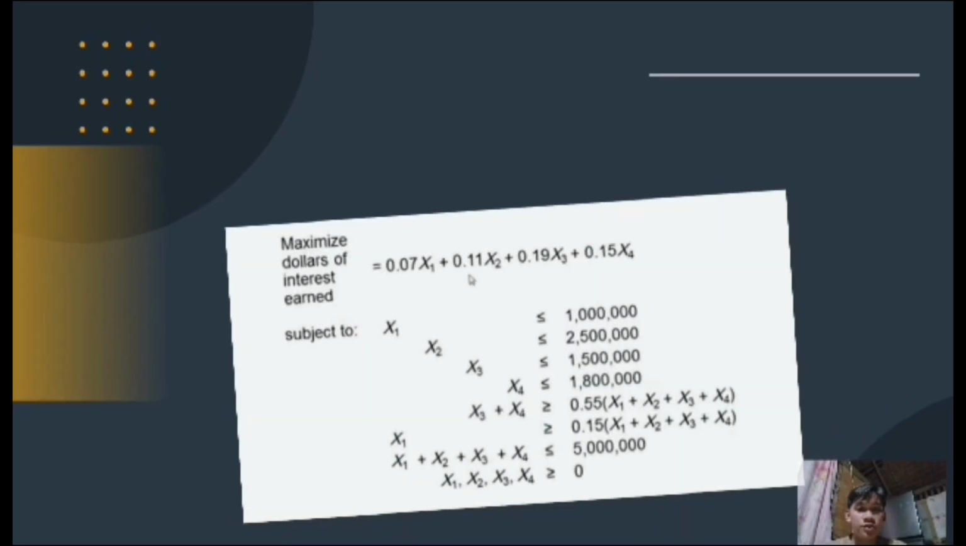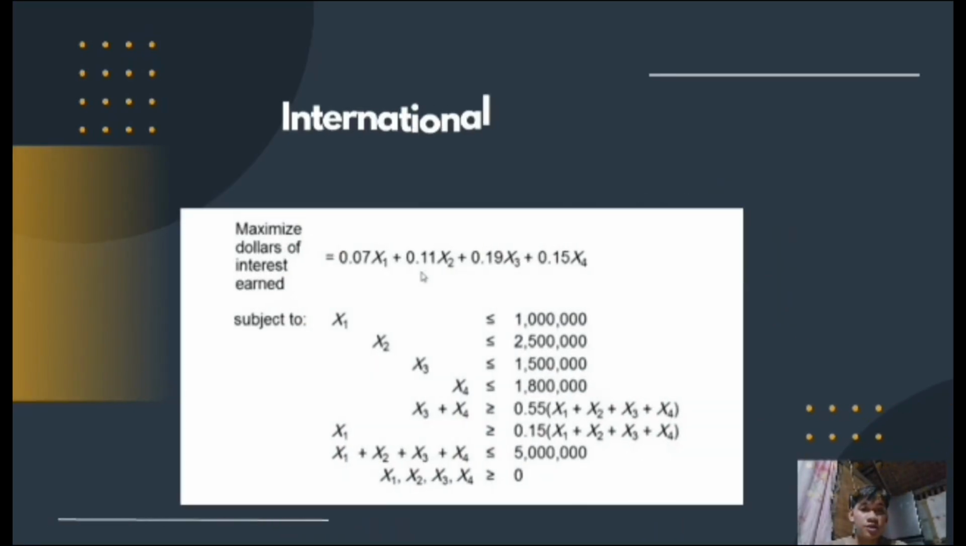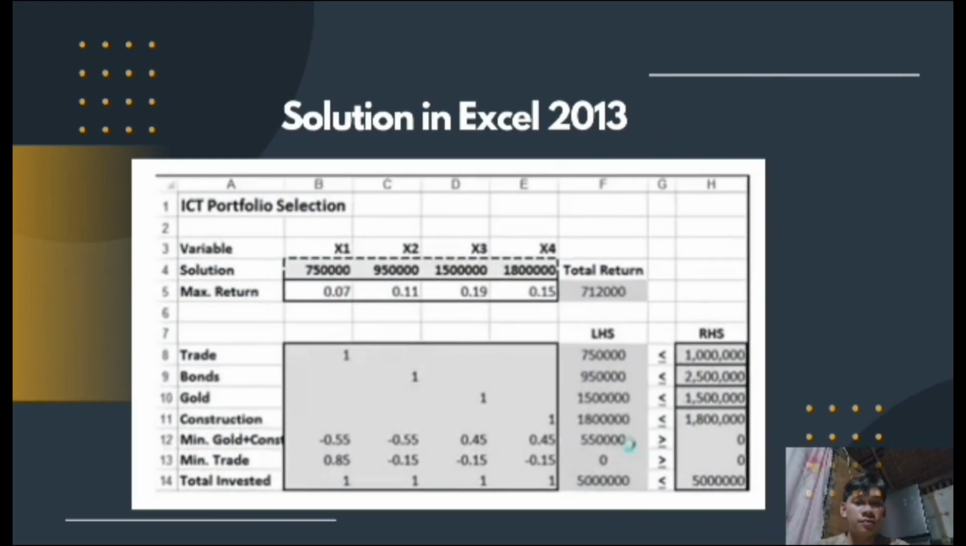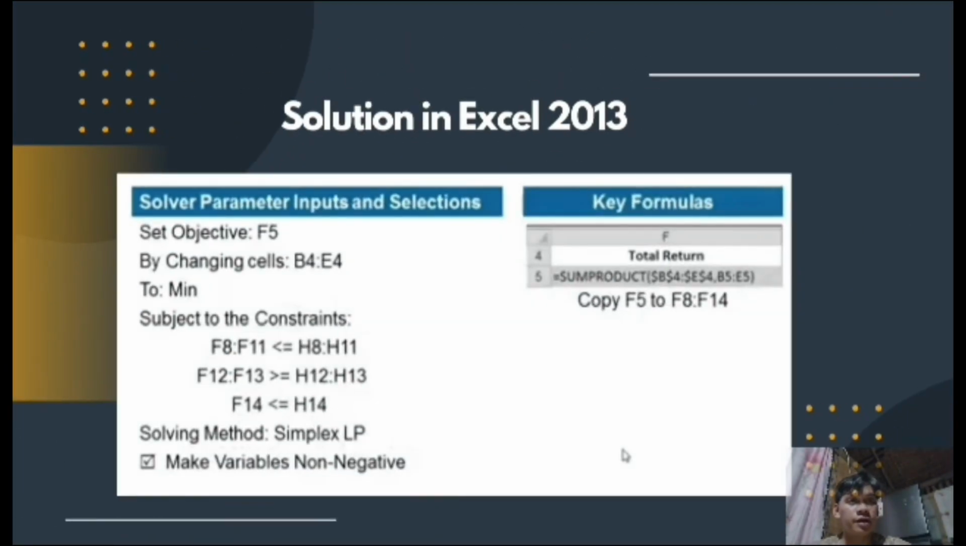And now we can make up the model. Here we maximize the dollars of interest earned: 0.07 x1 plus 0.11 x2 plus 0.19 x3 plus 0.15 x4. So we just plug in the given conditions in the problem. As I said earlier, they have a condition of summation. Then the total of 5 million here is the maximum they can spend. And again, we can also use some tools to calculate the answer for that.